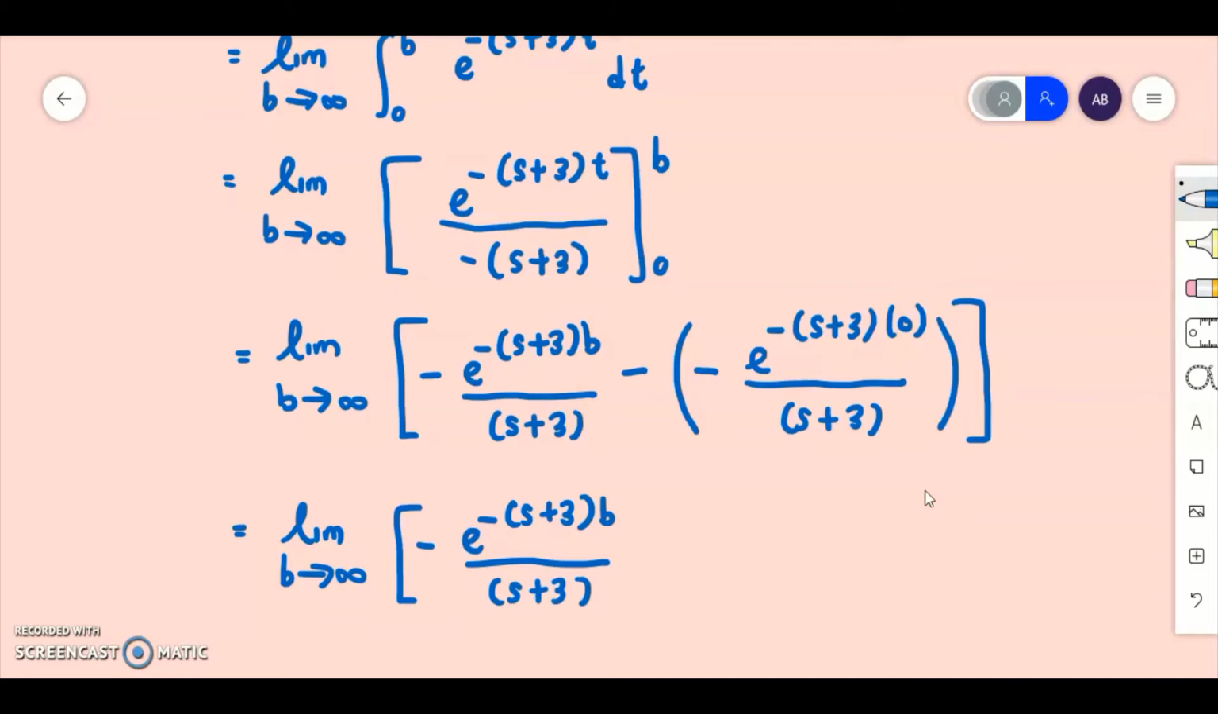Okay, what happened here? Negative negative will give you positive. Now exponent to the power of 0 is 1. So 1 over s plus 3.